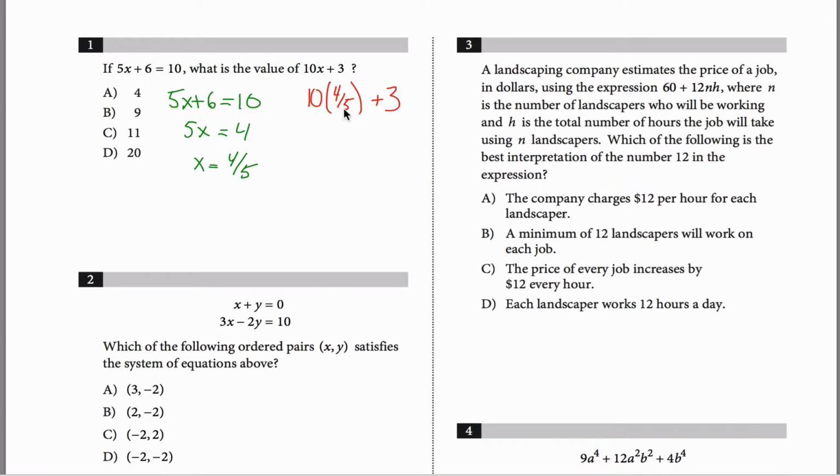If you don't want to do 40 divided by 5 in your head, you can cancel out this 5 in the denominator with the 5, that 5 times 2 makes 10 here. And you'll be left with the 2. 2 times 4 gives you 8. One way or another, you'll get 8, and 8 plus 3 is equal to 11. So answer C is the correct choice.